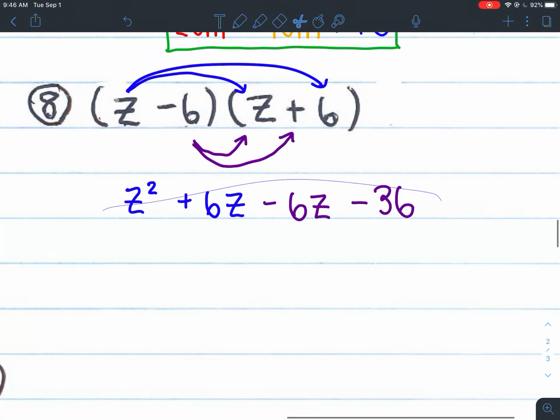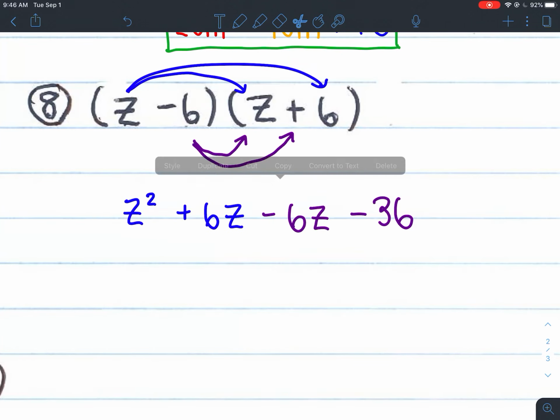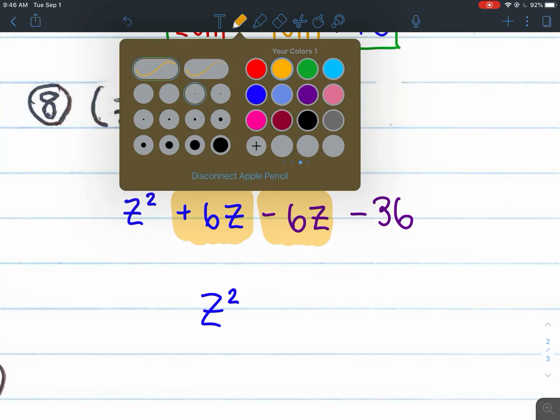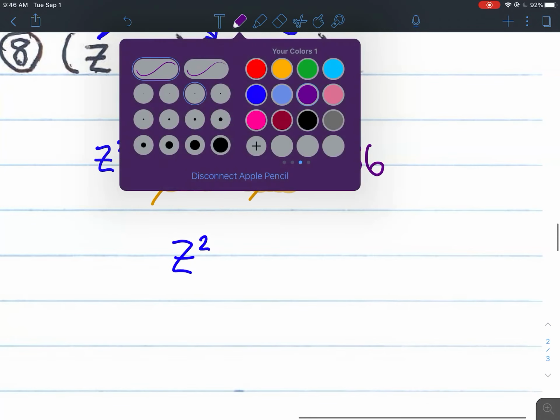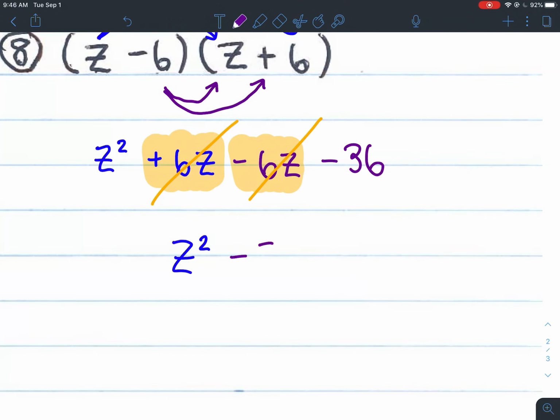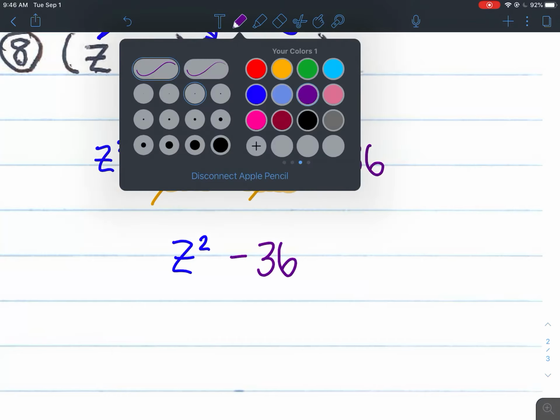Okay, so I've double distributed, and now I'm trying to move this so it's lower. Now I'm going to check for any like terms, which I do have, positive 6z and negative 6z. So my first term is going to be z squared. And then that middle term, 6z minus 6z. 6 minus 6 is 0. These cancel each other out because they're the same number but opposite signs, so I don't have that term anymore. And then I have minus 36 for my second term.